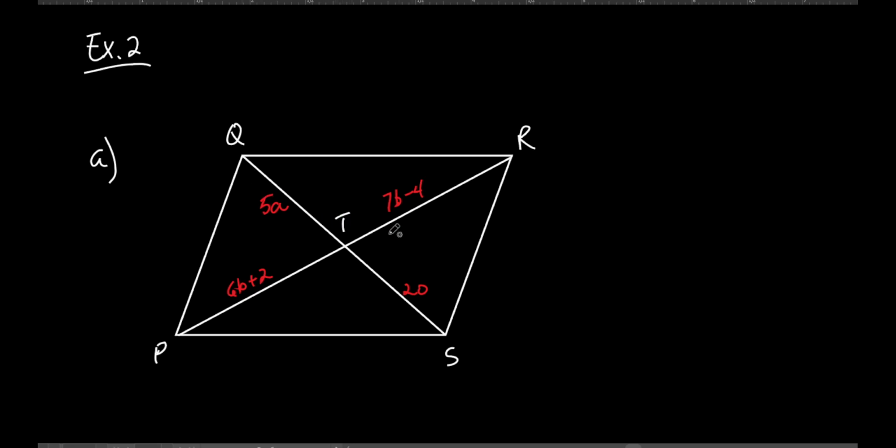But all you have to do is just solve for A and B. 5A, 20, 7B minus 4, 6B plus 2. Well, that's what this length is. PT is 6B plus 2. This length right here, TR, is 7B minus 4. This length, QT, is 5A. And this length, TS, is 20. So you should only have to do 2 simple little algebra problems to get A and B. You don't have to do any substitution. It's not complicated. It's real basic.